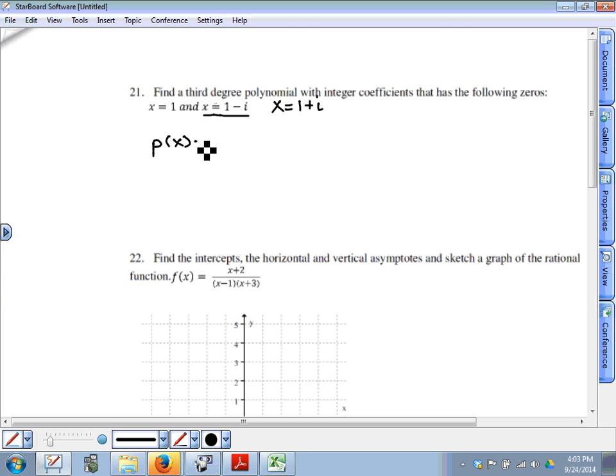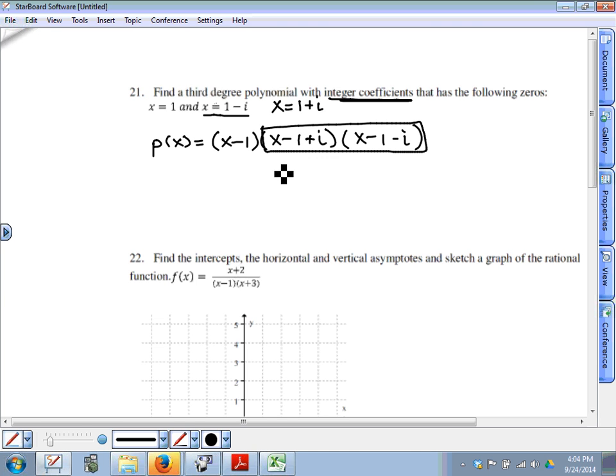So the first step is to write p of x in factored form, x minus 1. The factors come straight from the zeros, and then x minus 1 plus i, and then x minus 1 minus i. Next step is to multiply this all together to end up with a polynomial with integer coefficients in general form. So I would multiply these two together first. You're going to get x squared minus x minus ix. I'm just distributing the x's here. Now you distribute the negative 1s. So you're going to get negative x plus 1 minus plus i.